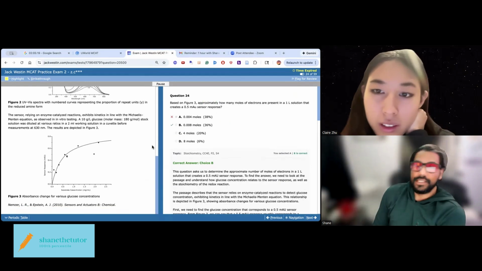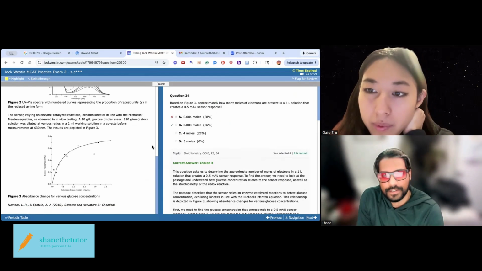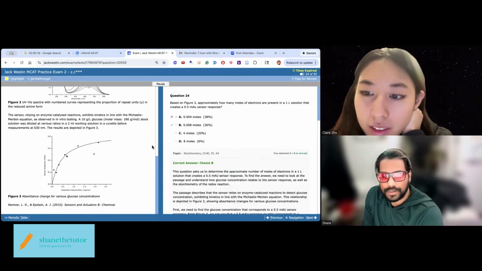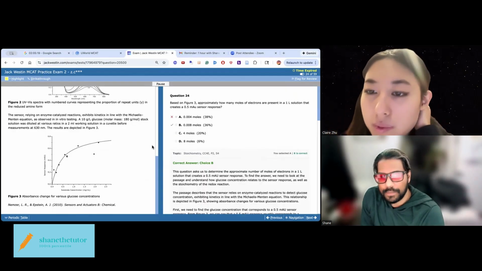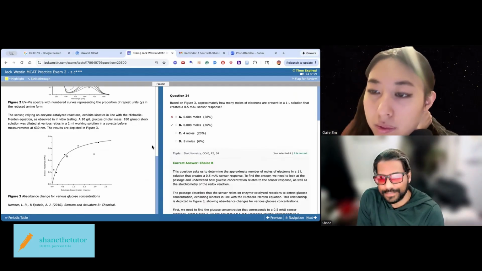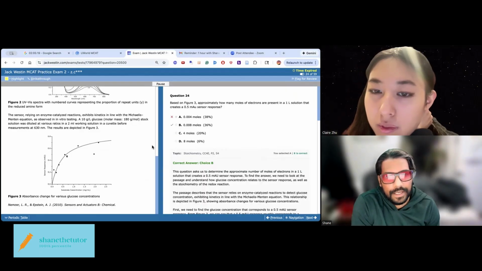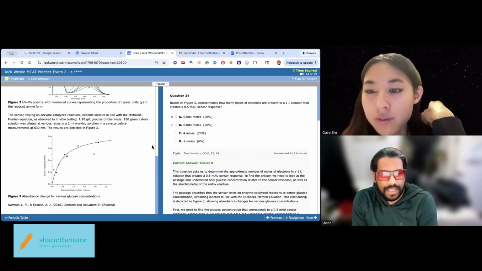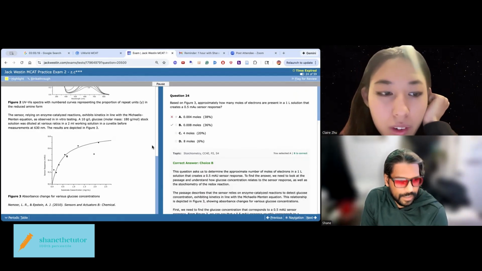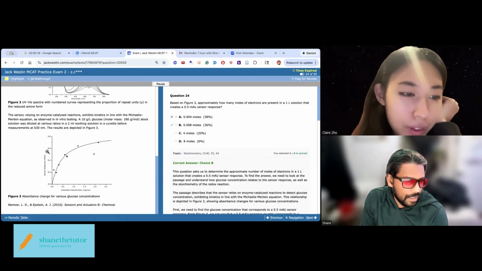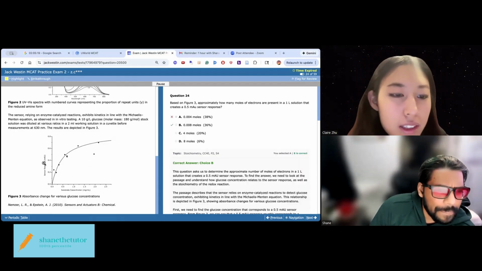So this seems like a similar thing where the answer was half. So maybe, okay, let's see. Based on figure three, approximately how many moles of electrons are present in a 1 liter solution that creates a 0.5 milli AU, which I don't think they mean like gold here. What do they mean here by AU? Probably referring to this signal here.